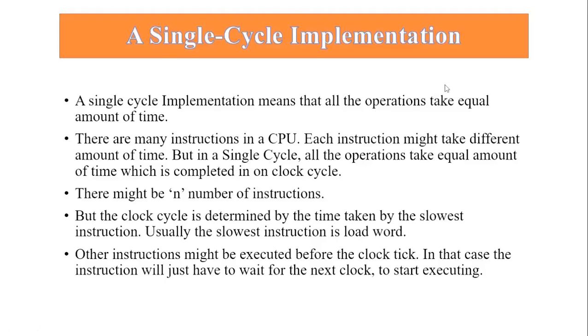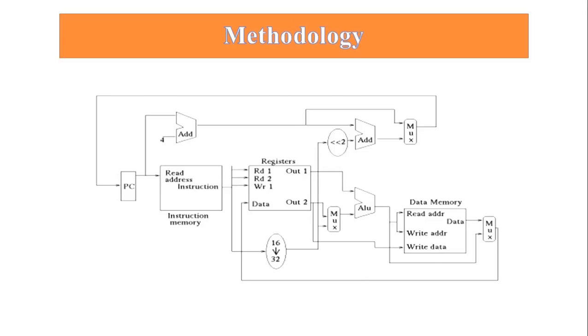Single cycle implementation. In the existing work, they used a single cycle implementation. In this, all operations take equal amount of time. There are many instructions in CPU. Each instruction might take different amount of time, but in case of single cycle implementation, all the operations take equal amount of time, which is completely in a clock cycle. But the clock cycle is determined by the time taken by the slowest instruction. Usually the slowest instruction is load word. And this is the block diagram of the single cycle instruction.